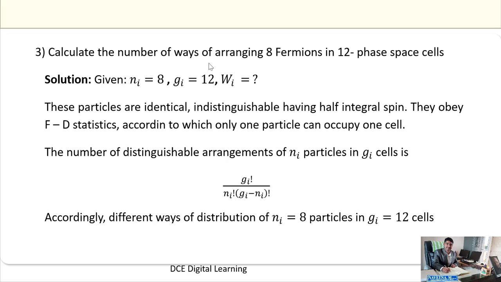Calculate the number of ways of arranging 8 fermions in 12 phase space cells. Given Ni is equal to 8, Gi is equal to 12, Wi is equal to what? These particles are identical, indistinguishable, having half integral spin. They obey Fermi-Dirac statistics, according to which only one particle can occupy one cell. The number of distinguishable arrangements of Ni particles in Gi cells is Gi factorial divided by Ni factorial into Gi minus Ni factorial.